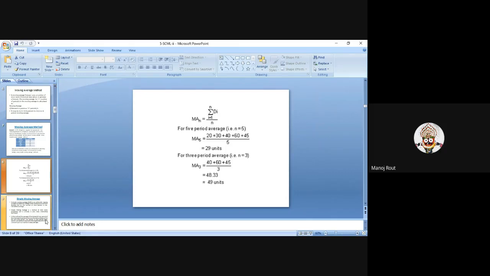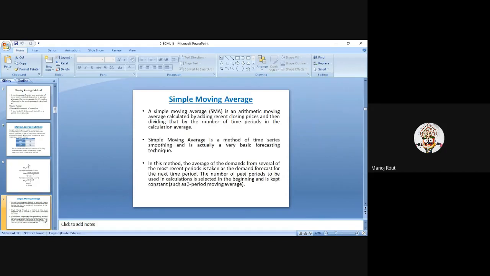Okay. Then moving to the next method. Under the moving average method, there are 2 methods. One is the simple moving average method, another is the weighted moving average method. So I will explain one by one. In case of simple moving average, it is an arithmetic moving average, calculated by adding recent closing prices and dividing by the number of time periods in the calculated average.